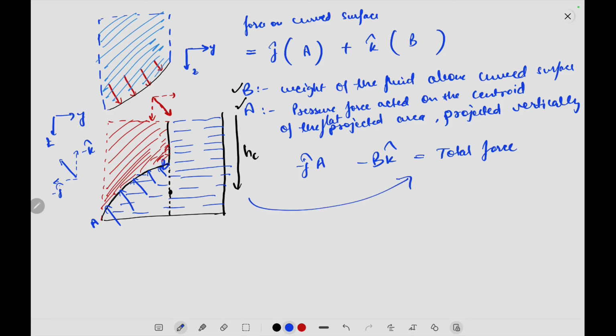So firstly you have to know the weight of the fluid, or maybe the hypothetical weight of the fluid above this surface. You have to project the area, get the value of hc and capital A for that projected area, calculate the magnitudes, and then for vectors you simply resolve the pressure force and get the value of these unit vectors. So this is how you approach the problem for curved surfaces.